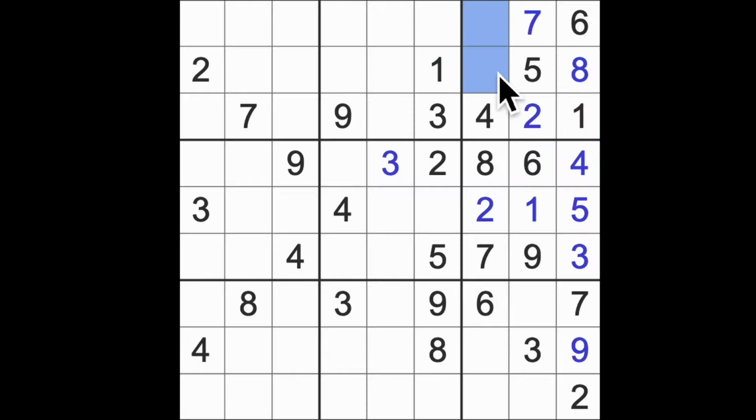So here we're looking for 3 and 9. Down here we're looking for 1 and 5. And here we're looking for 4 and 8. So we've got the 8 blocking here. There's the 8, and that must be a 4.